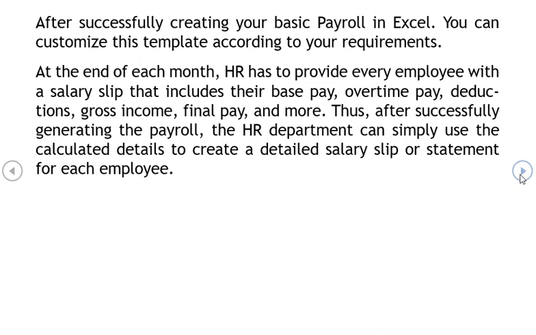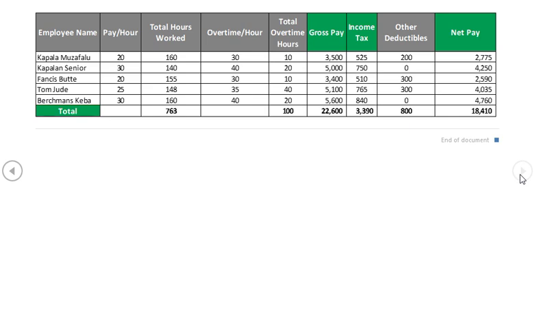Then you distribute your pay slips. Now this will be the way your payroll will look: the employee name, the pay per hour, total hours worked, the overtime pay per hour, then total overtime hours. Then you'll get your gross pay, then the income tax as well as some other deductions, if any. Then finally you come up with your net pay.